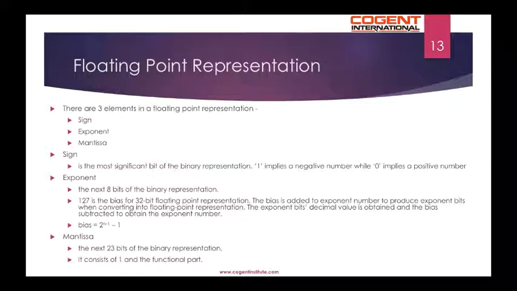The bias is added to the exponent number to produce the exponent bits when converting into floating point representation. To go back, the exponent bits' decimal value is obtained, and the bias is subtracted to obtain the exponent number. The bias is 2 to the power of n minus 1, minus 1. And the fraction, which is the mantissa, is the next 23 bits of the binary representation. It consists of 1 and the fractional part.